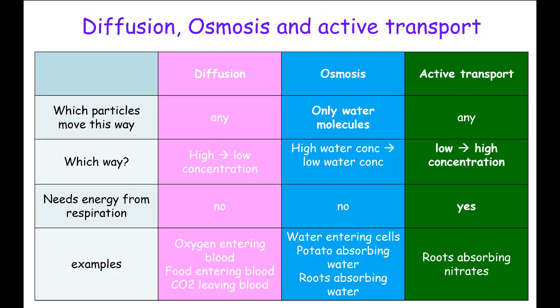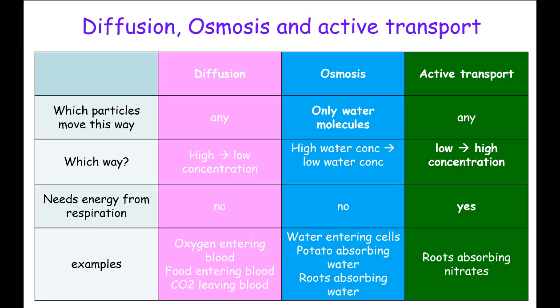We've also looked at active transport before. Now this little handy table just shows you a comparison of them. So we have diffusion, osmosis and active transport. Now which particles can move by diffusion? It's pretty much any small molecules, whereas osmosis, it is the movement of water molecules only. Active transport is again any small particle.